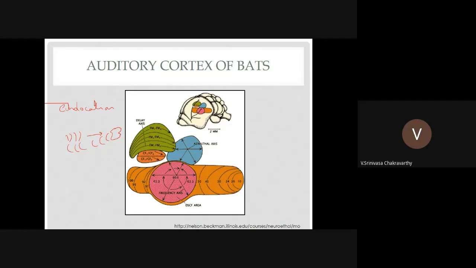So in the bat's auditory system, the auditory cortex, there are many areas. This is the primary auditory cortex of the bat, and these are other areas. Here you find the central region, which is more circular, where you have frequency in one dimension and amplitude in the other dimension. Then it looks like a wristwatch, basically.